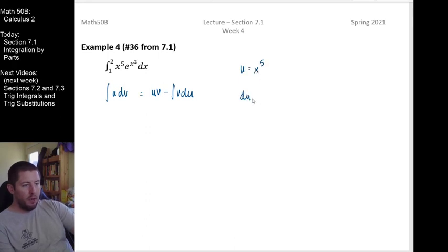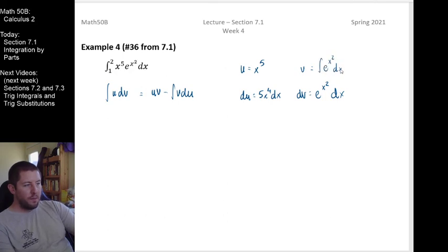We'll need to come up with du. I'm thinking that we could pick a dv to be e to the x squared dx, and then we need to come up with a v. So I can take my derivative of x to the 5th, and I'm going to get 5x to the 4th dx. Over here, I need to come up with an integral of e to the x squared.